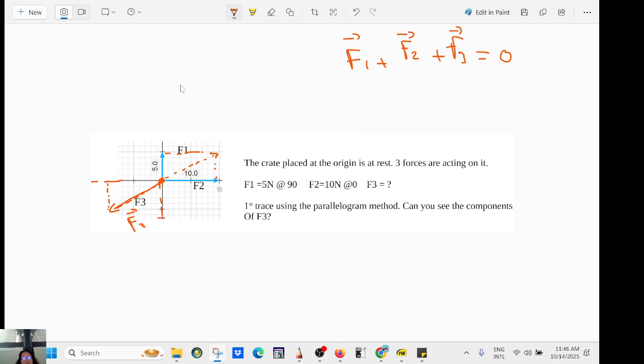Now, if you look at the components, let's say it's on the ground, maybe this is east, west, north, and south. You want to make sure that east equals west, and north equals south, right? So that will be your x component for that vector, and that will be the y component.